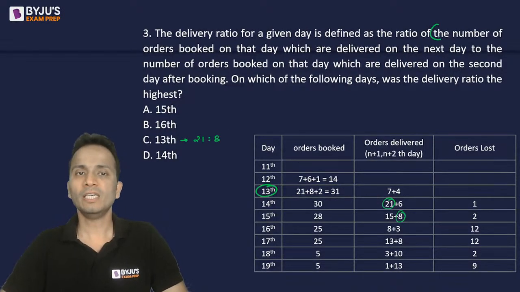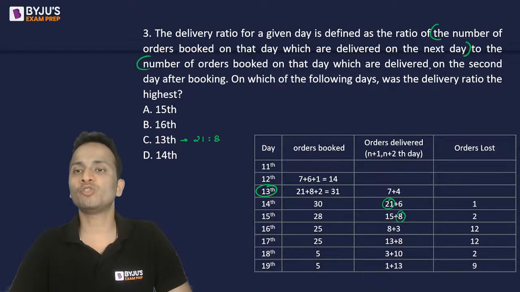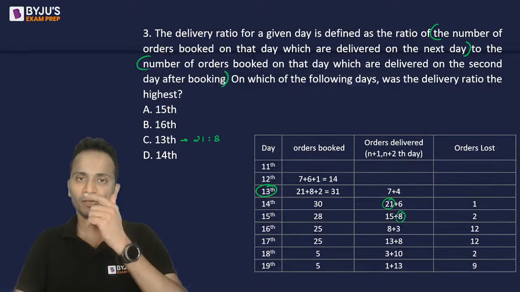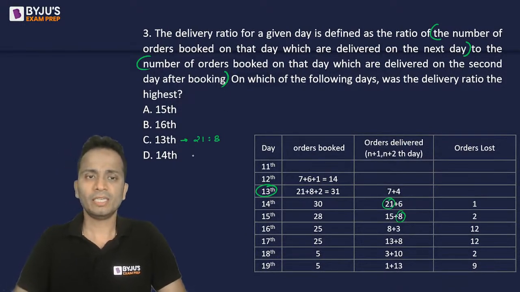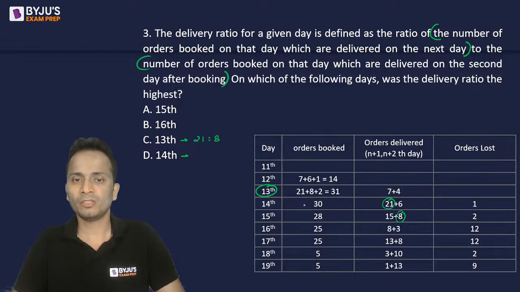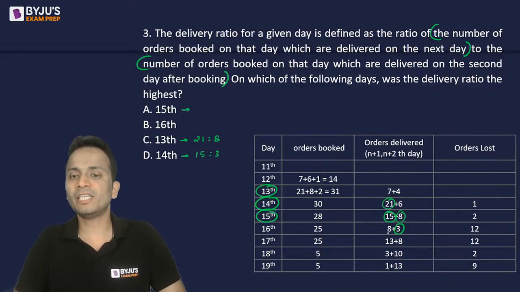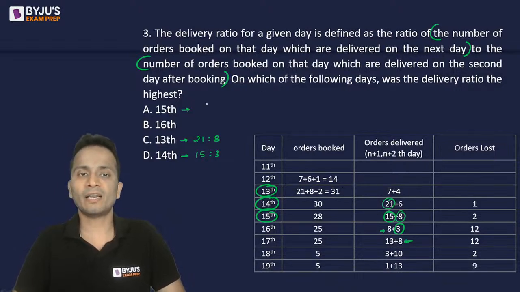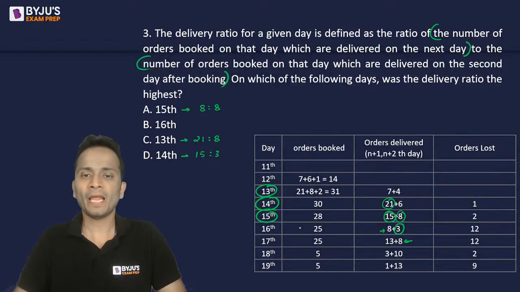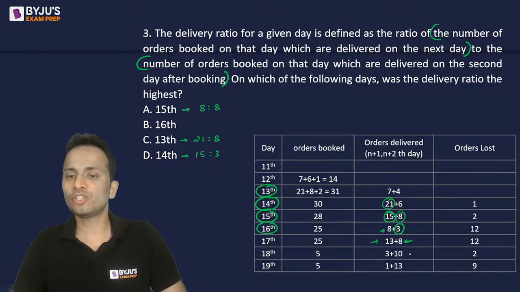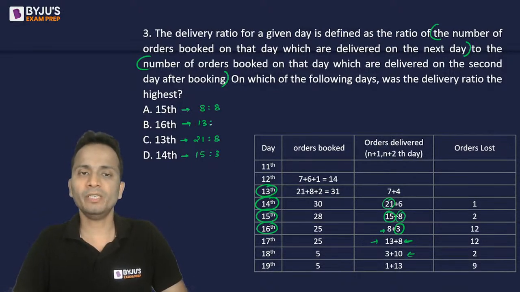Again, it is the ratio of the number of orders booked on that day which were delivered next day to the number of orders booked on that day which were delivered on the second day of booking. Now for the 14th, the orders delivered next day were 15 and orders delivered the second day are 3. So it is 15 is to 3. Now for the 15th of this month, delivered next day are 8 and delivered the second day are again 8. So the ratio is 8 is to 8. And for the 16th, 13 is to 10.